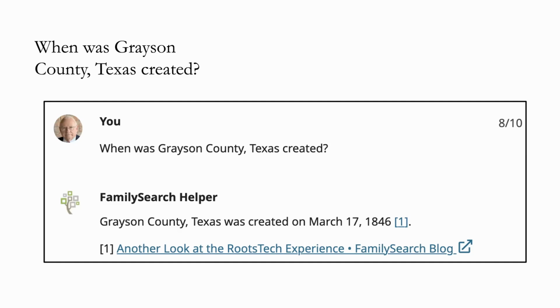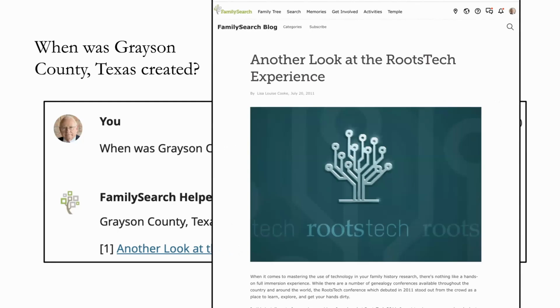But there's a link down here for one footnote, and the footnote says look at the RootsTech experience, FamilySearch blog. And you look at that, and basically all it is is an article about the RootsTech experience. It doesn't have anything to do with Grayson County, Texas. Okay, so you're going, this is kind of odd. Why would it give me this?